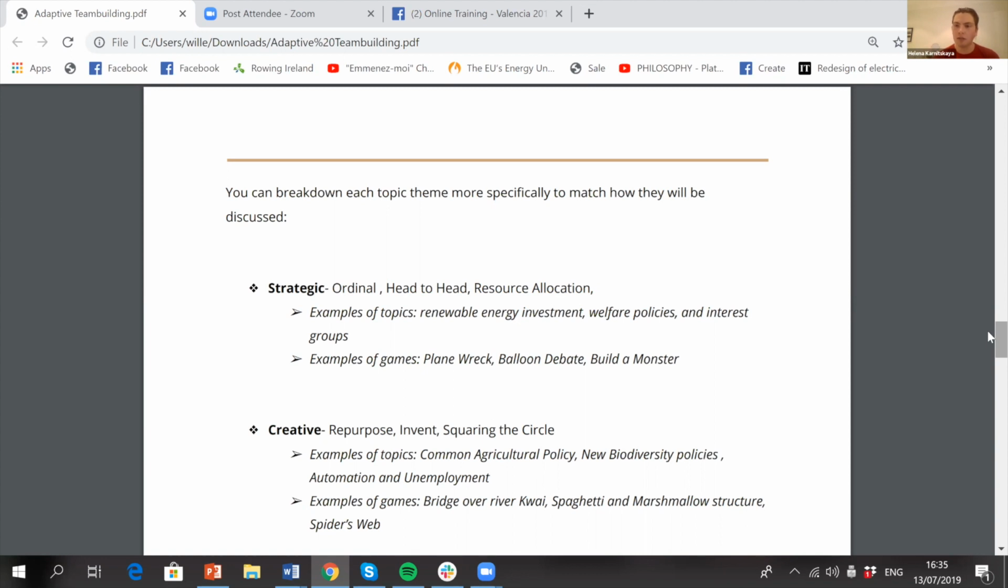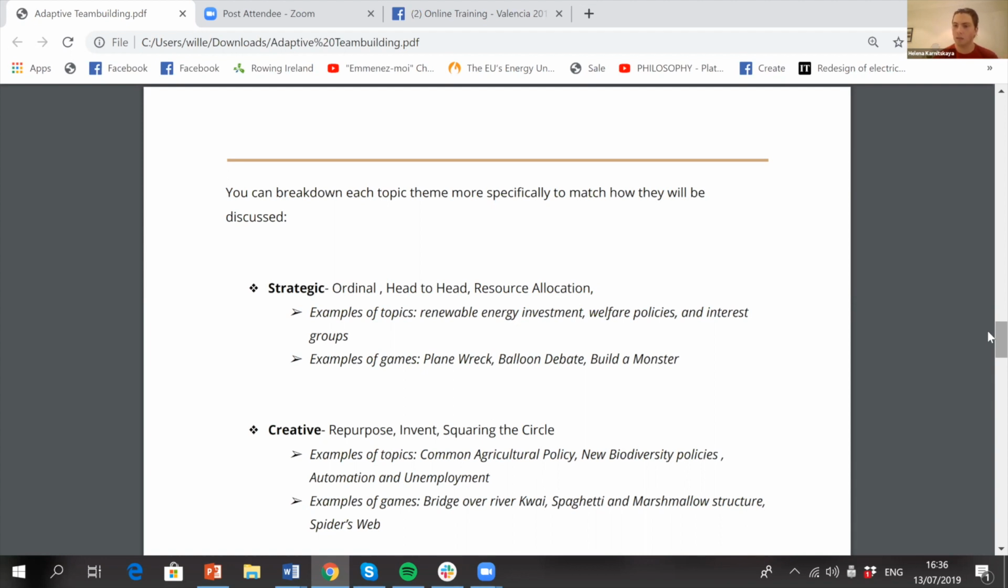And then finally, resource allocation is, again, who should get what, but by how much. And again, if you have lots of interest groups, private sector, public sector, unions, all those sorts of things, you can see that resource allocation becomes its own theme within a strategic topic.